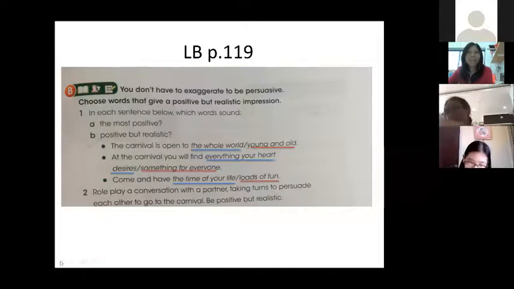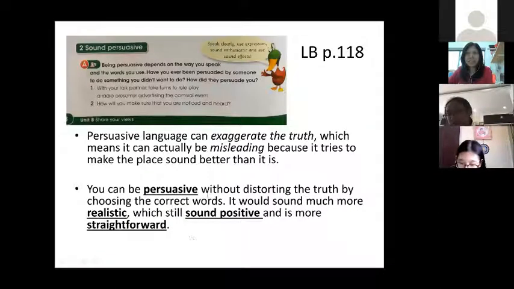All right. Now look here. Exaggerate the truth. When you exaggerate the truth, you try to make the place sound better than it is. That's exaggeration. Do you think exaggeration is good if it sounds better than it is? Well, most of the time it's not good, okay? Especially if we're talking about news.